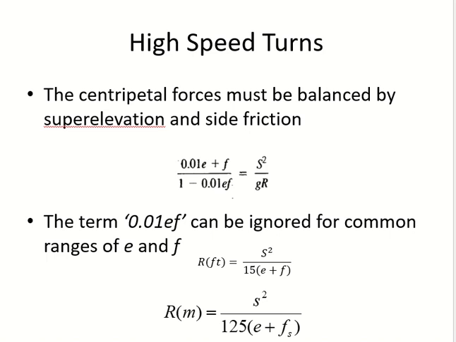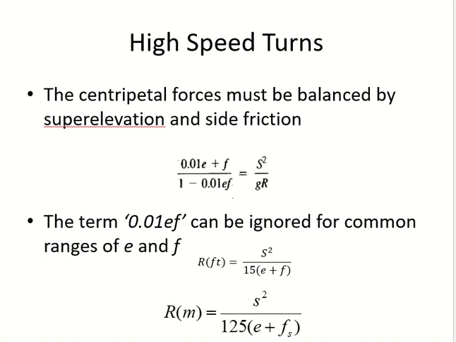Now if you look at this, super elevation is what? Inclination, right? So it's a slope. The slope will be in some percentage, and F is the coefficient of side friction, which is also a fractional value. If you multiply two decimal values, what happens? The answer is even smaller. So E into F will be a very, very small number, and you can neglect it. So this is gone.